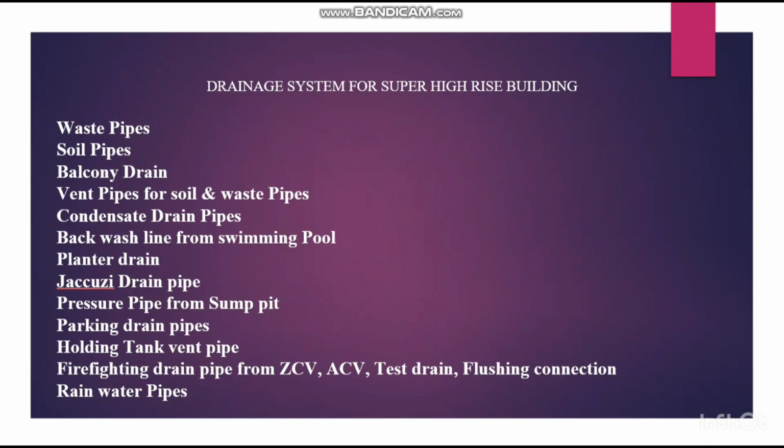We have the jacuzzi drain pipe, because in some high-rise luxury projects we have a jacuzzi pool in the individual apartment's balcony area. So that also will have a separate line for the jacuzzi drain pipe. It will be a pressure line.